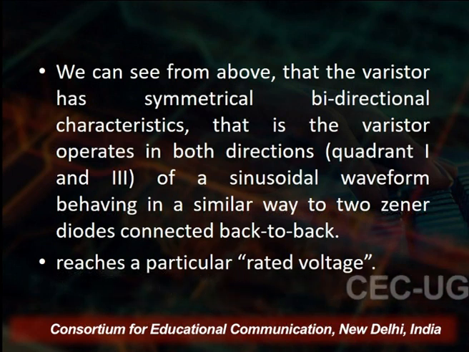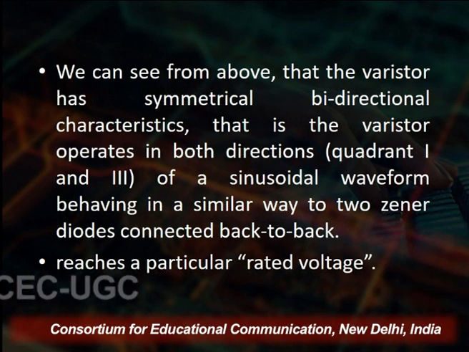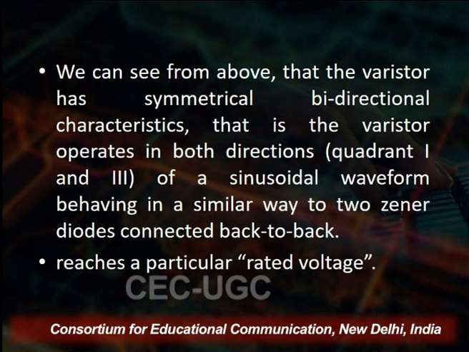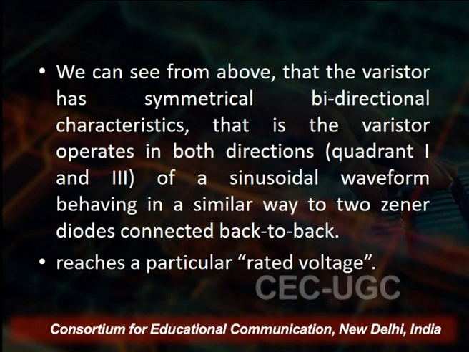In quadrants 1 and 3 we can see sinusoidal waveforms, behaving in a similar way to Zener diodes connected back to back. It works in both forward and reverse bias, up to a practically rated voltage. When not conducting, the IV curve shows a linear relationship, as the current flowing through the varistor remains constant and low, at only a few microamperes of leakage current.